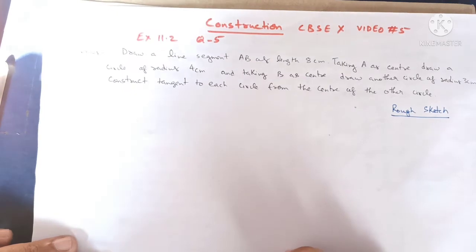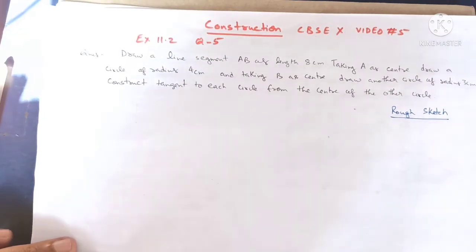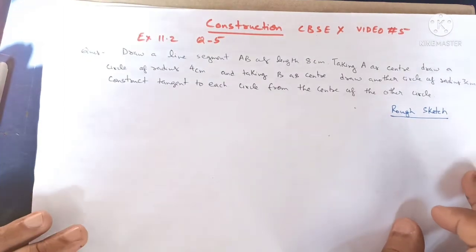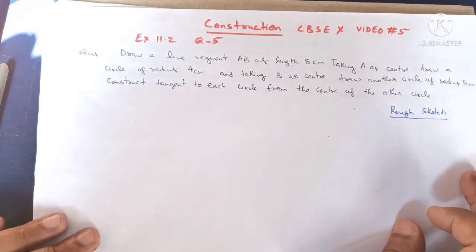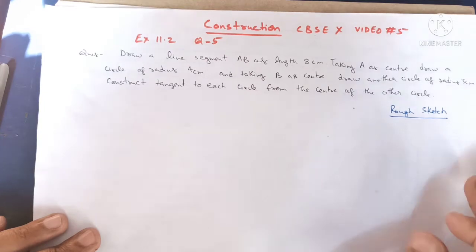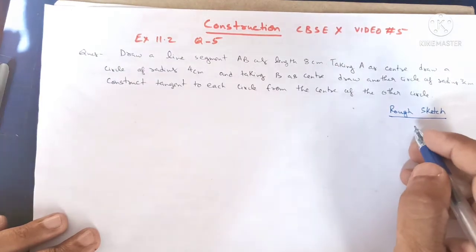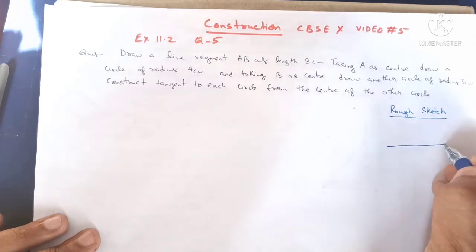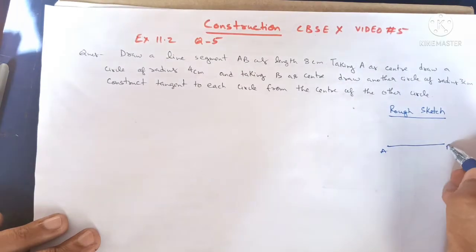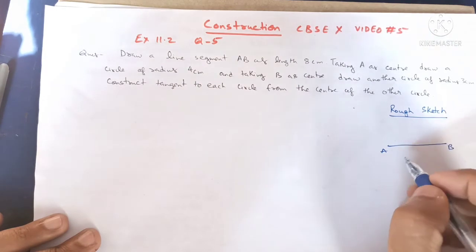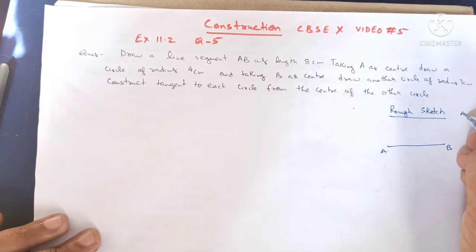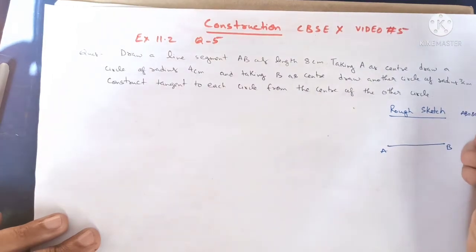Okay, this is question number 5 of exercise 11.2 Construction, CBSE class 10th maths. In this question, it is given that draw a line segment AB of length 8 centimeter. So first I am drawing a rough sketch. We will draw AB of length 8 centimeter. Here AB is equal to 8 centimeter.